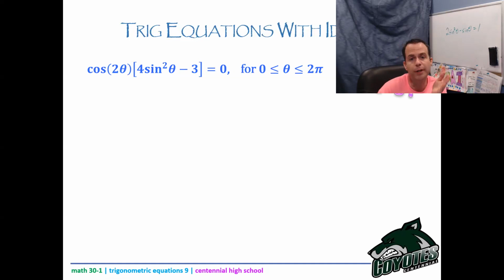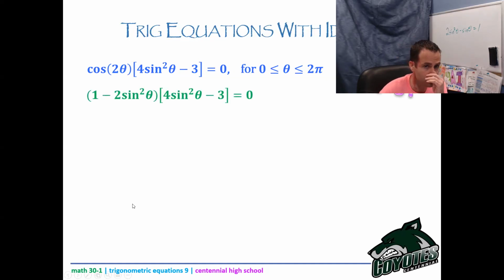Now, before I do that, I probably want to deal with this cos of 2 theta. I want to make some sort of a substitution. Again, there are 3 options available to me. I chose the 1 minus 2 sine squared theta, partly just so I could think of sine, so that it was just sine in this whole equation.